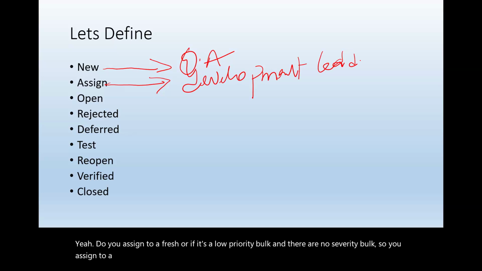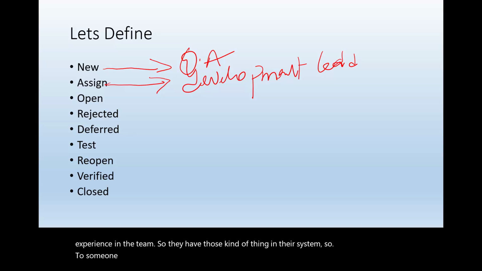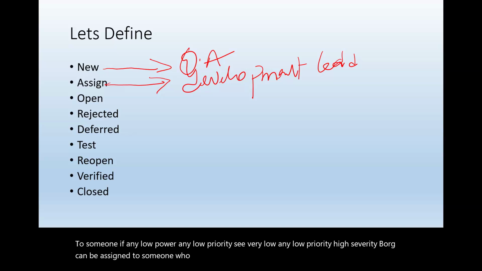But if it's a low severity and critical bug, you assign it to someone who has moderate experience in the team. So they have those kinds of things in their system. Any low priority, high severity bug can be assigned to someone who is moderately experienced. All right. So who does all this is the development lead. He assigns the task and duty.